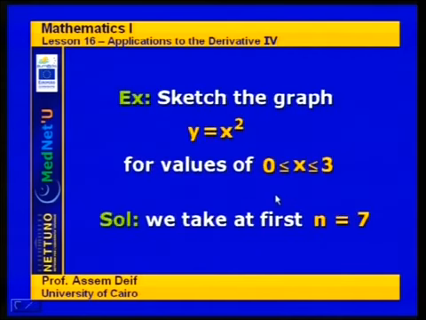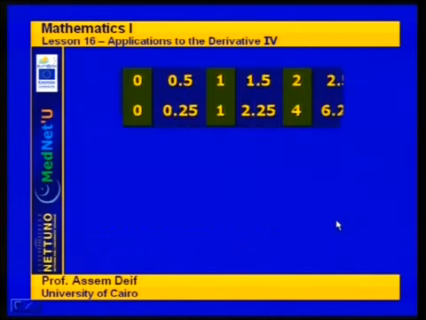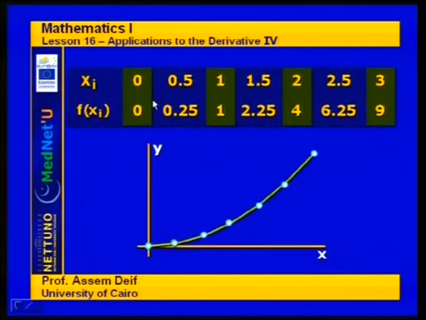For example, suppose we wish to sketch the graph of y equals x squared from 0 to 3. Now, suppose we take n equal to 7. All you do is calculate the value of y using a simple calculator, and you tabulate this for each value of x from x equals 0 to x equals 3. In other words, you take 7 points and calculate the corresponding values of y, then you locate these points on the plane xy, and then you connect them. You notice here that the curve is not smooth. Why? Because the number of points is small. In fact, you need to increase the number of points.